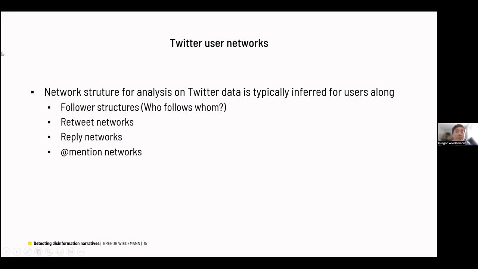So usually we have directly observable network structures here, like follower structures. A Twitter user account can follow other user accounts. And so you have two lists for each user: the list of which users this user follows, and another list of which other user accounts this user is followed by. And these structures can directly be translated into network structures for further observations and network analysis.